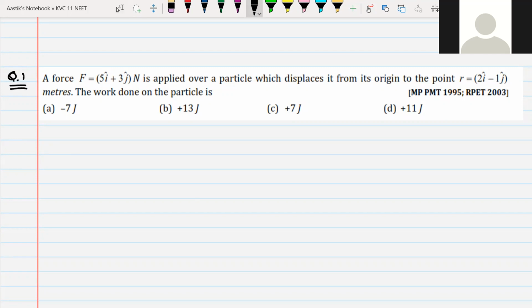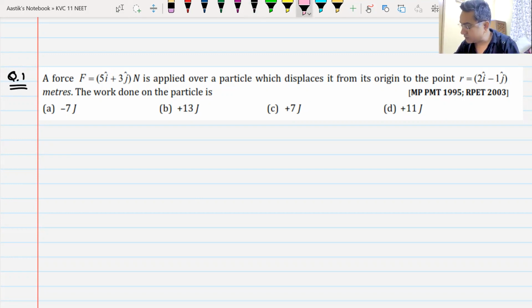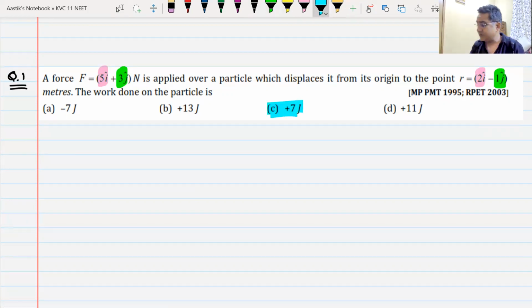You have to take the dot product here. And how do you take the dot product? I have already told you how to take the dot product. This i will get multiplied by this i, and this j will get multiplied by this j. So 5 into 2 is 10, 3 into -1 is -3. So the answer that you are going to get is going to be +7. Do we understand this, everyone? Yes or no? Anyone got this answer? Yes, sir.